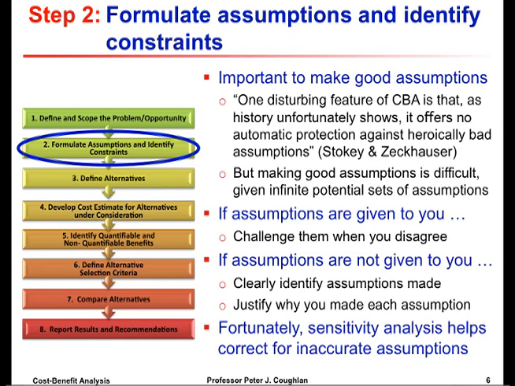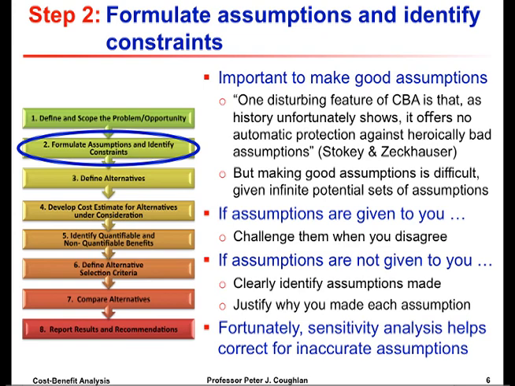Here's a quote from one of the references posted on Sakai that's for your use as a background reference on techniques of cost-benefit analysis, a book chapter by Stokey and Zeckhauser. And in there's the following quote, which I find interesting. Quote, "One disturbing feature of cost-benefit analysis is that, as history unfortunately shows, it offers no automatic protection against heroically bad assumptions." Right? So if you make a heroically bad assumption, you can be great at the rest of cost-benefit analysis, and you're still going to get a heroically bad analysis. Right? So good assumptions matter.